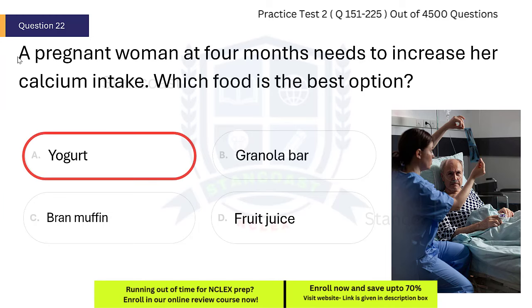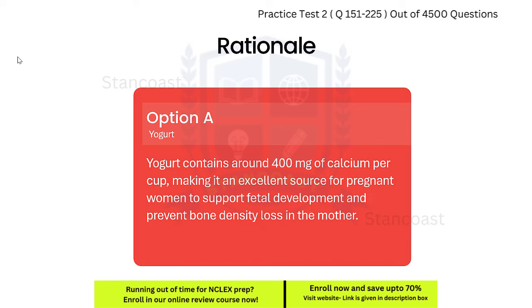Yogurt. Yogurt contains around 400 milligrams of calcium per cup, making it an excellent source for pregnant women to support fetal development and prevent bone density loss in the mother.